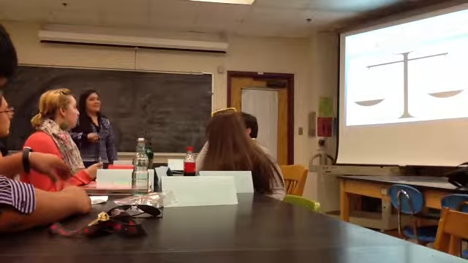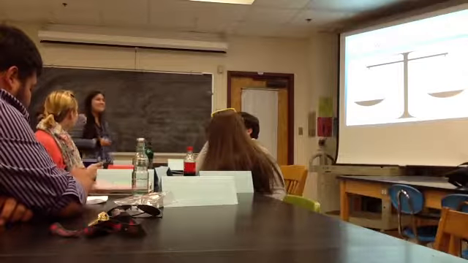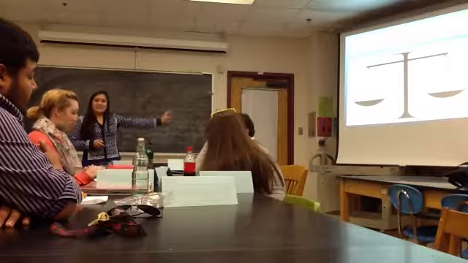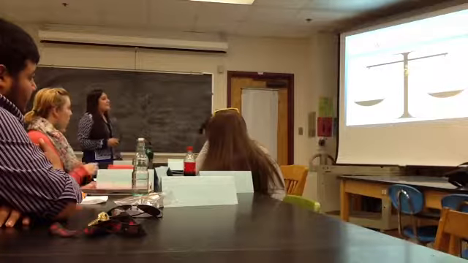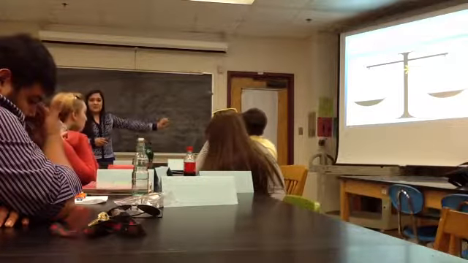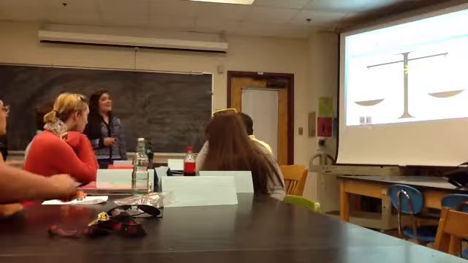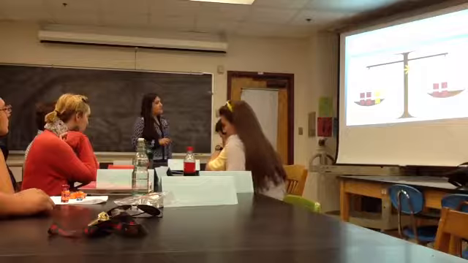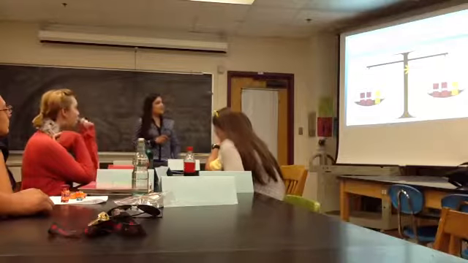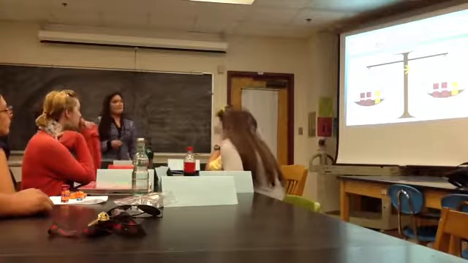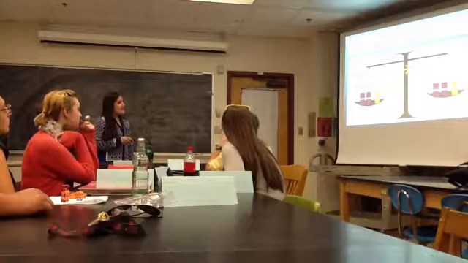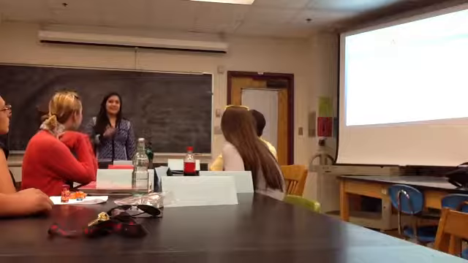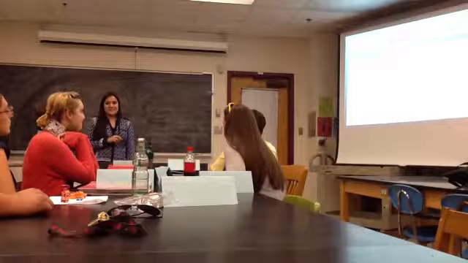Okay, balancing equations. So we have this scale. It represents your product side and your reactant side. You have your pretty equation that you already did with the water. And then you have your 4 hydrogens and your 2 oxygens on each side. So it's balanced. We have the same number on each side. Why do we have to balance chemical equations?